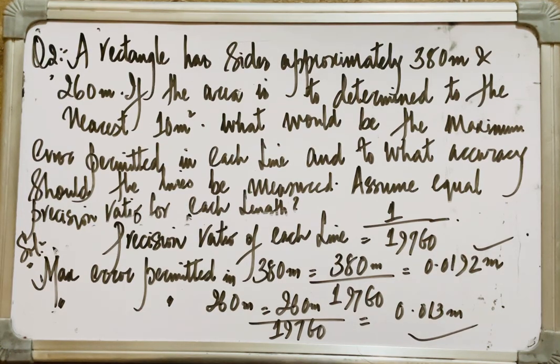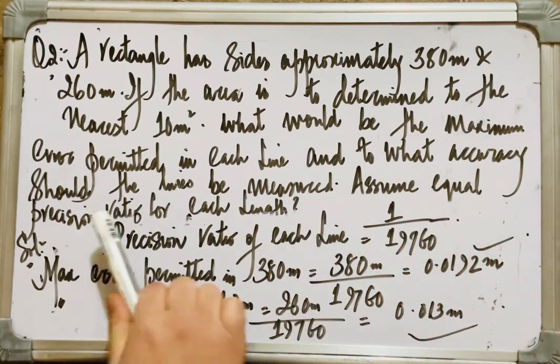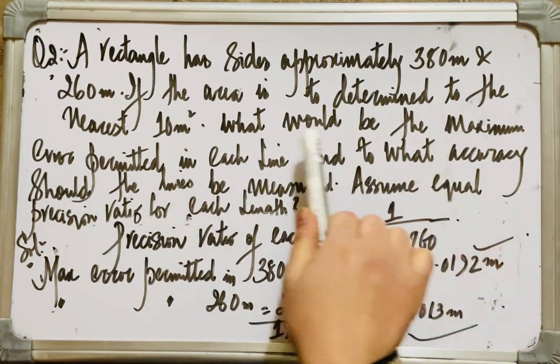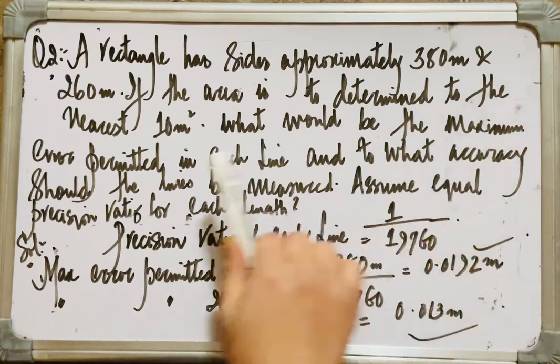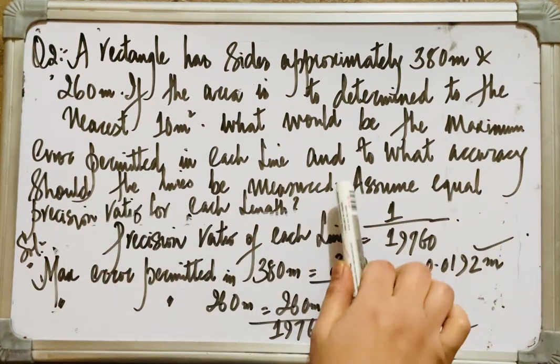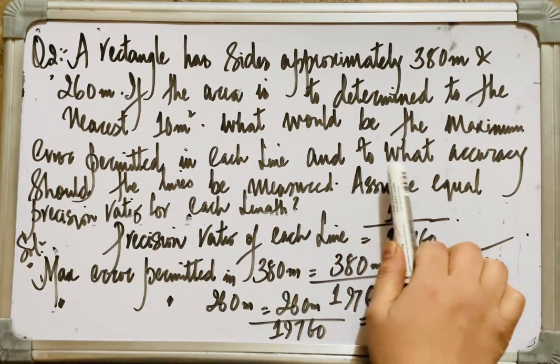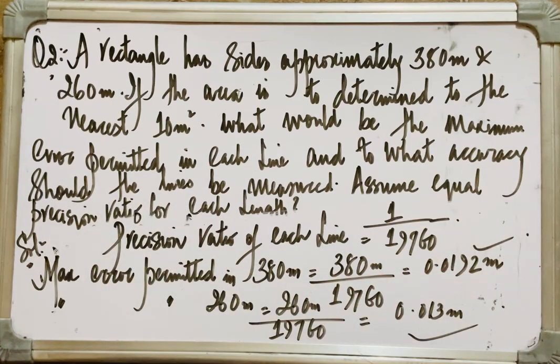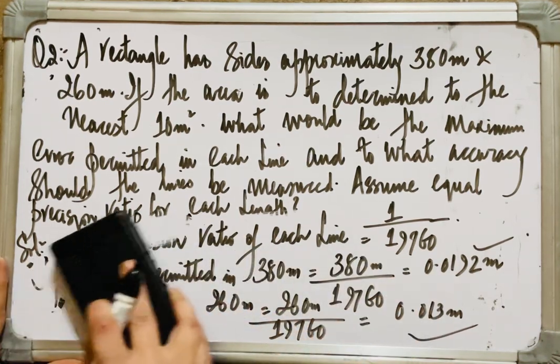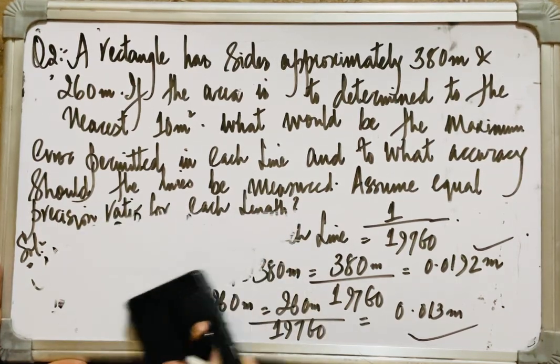It also says something else. It says to what accuracy should the lines be measured. All right, we have calculated the maximum error permitted in each line, but it also asks, to what accuracy should the lines be measured. If the number of significant figures in area is 5, because my area was equal to how much? Let me write it down over here.